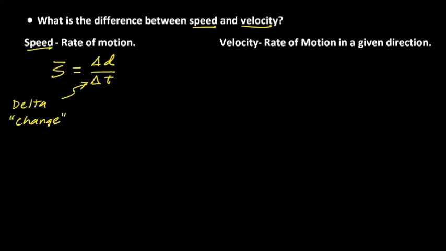So as an object moves, its distance changes, and that changes over time. Time also changes as the distance changes. And if you look at the relationship between the change in distance and the change in time, you can calculate the average speed of an object as it moves from one place to another. It's rate of motion.